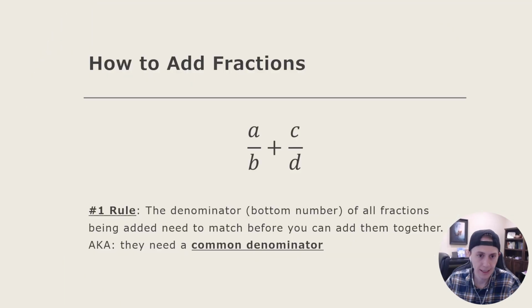Well, this is where it starts to get a little bit more tricky because there's more required. Let's talk about it. Adding fractions. In the same format we had before, a over b plus c over d, you cannot add those until you follow the number one rule. That number one rule is the denominator, the bottom number, of all fractions being added needs to match before you can add them together. AKA they need a common denominator. So b and d need to be equal. Now let's talk about how to do that.